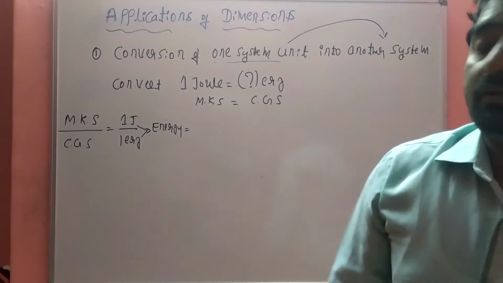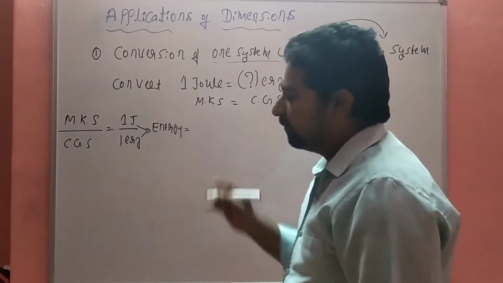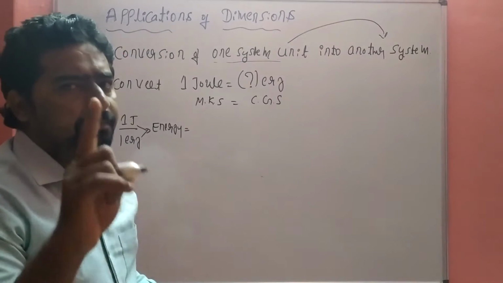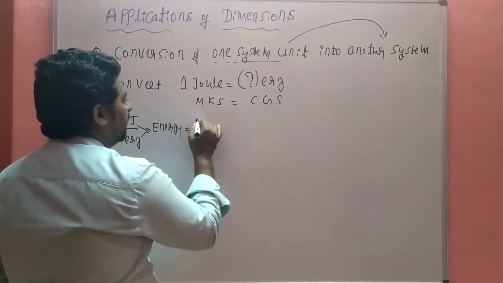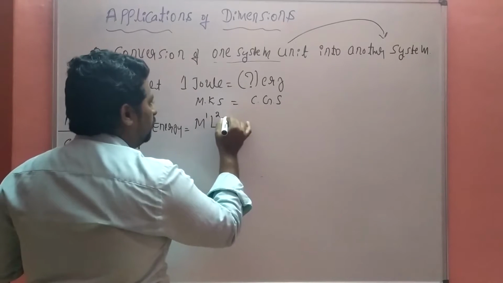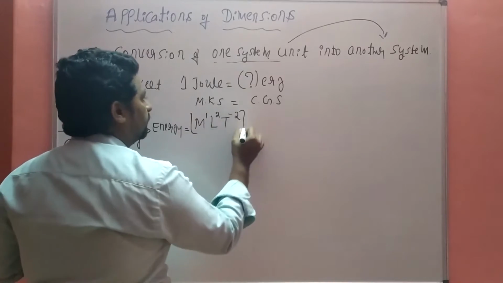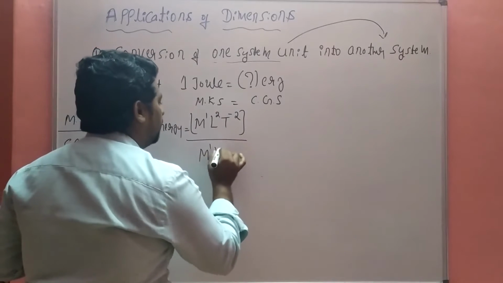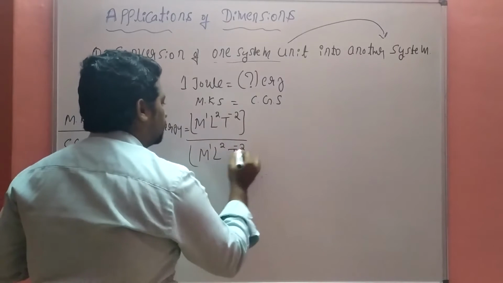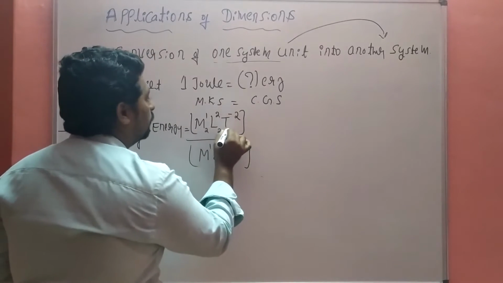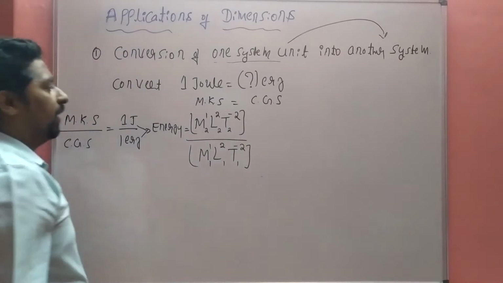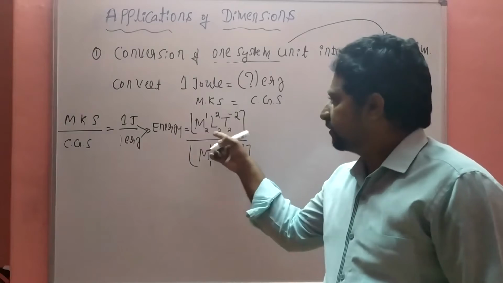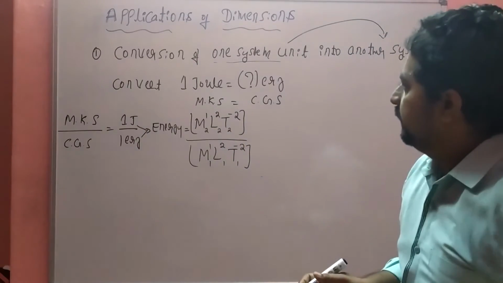Energy. So the dimensional formula for energy is work, which is force into displacement. Force is mass into acceleration. So it is M^1 L^2 T^-2 divided by M^1 L^2 T^-2. Here on top it is 2 2 2 and here it is 1 1 1, because the systems are changed. That is why I took this as reference, because the system changes. Okay, let's come to the point.